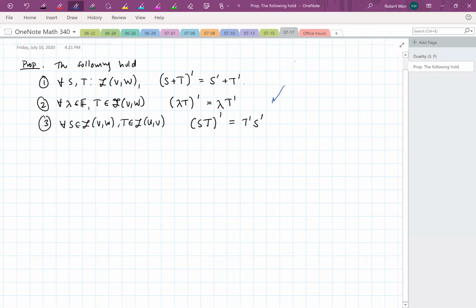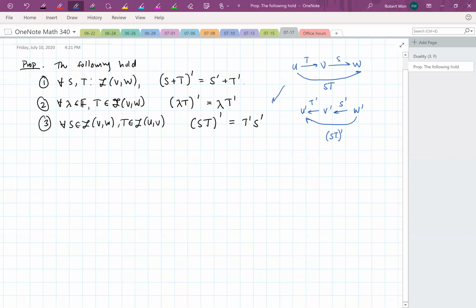So the point here is that, what's the picture? The picture is you had a map T from U to V and a map S from V to W. Its composition was ST. It's a map from U to W. Now when you dualize everything, the arrows flip, right? So T dual goes from V dual to U dual, and S dual goes from W dual to V dual, and ST dual goes this way.